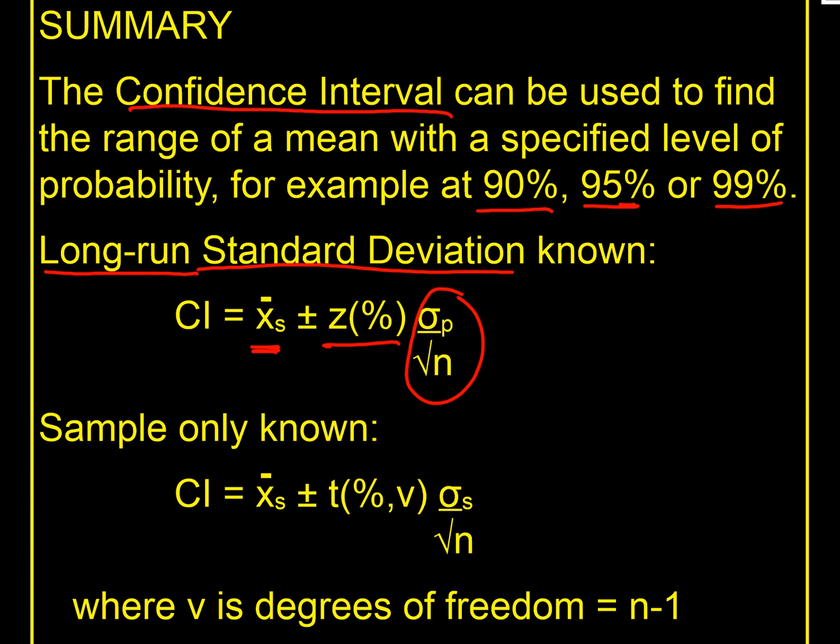If we don't know the population standard deviation and we only have the sample to work with, we're going to take our mean value, use our t value with v degrees of freedom, which will be n minus 1, and multiply that by our sigma s over root n, where sigma s is our sample standard deviation. I do mean that, not the population. If there are 5 items, we're finding the standard deviation of the 5 items in the sample. So there we are. Hope that's of use. Good luck.